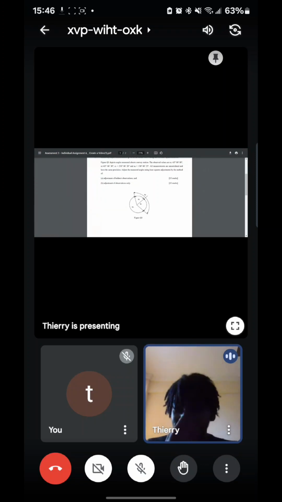Adjust the measured angles using least squares adjustments by the method of adjustment of indirect observations and adjustment of observations only. Here we can see that the shape resembles a circle with A1, A2, and A3 adding up to 360, and A4 and A3 also adding up to 360, along with another relationship, which is A1 plus A2 will be equivalent to A4. We shall now jump into my solution.